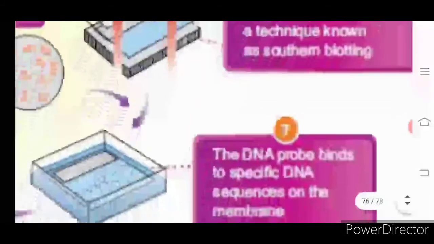The DNA band pattern in the gel is transferred. When you take the nylon membrane and put it onto the plate, the DNA pattern gets stuck onto the membrane. This technique is known as Southern blotting.